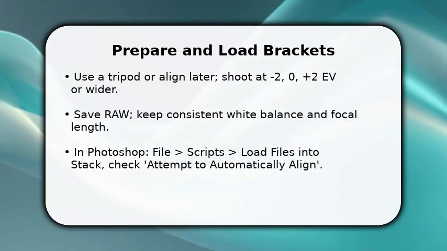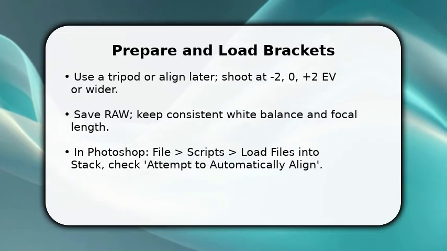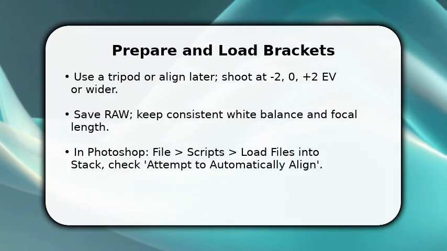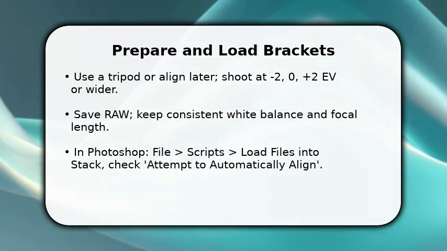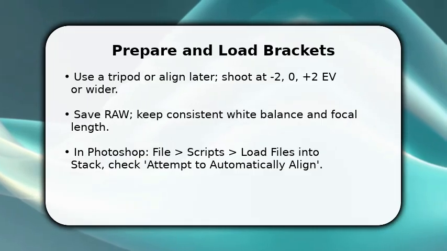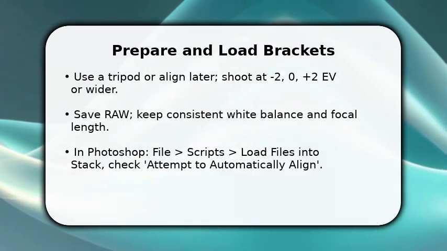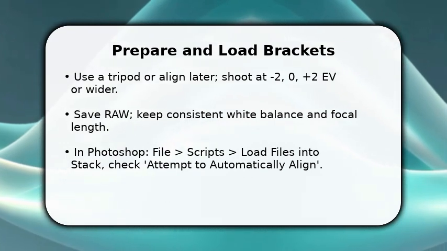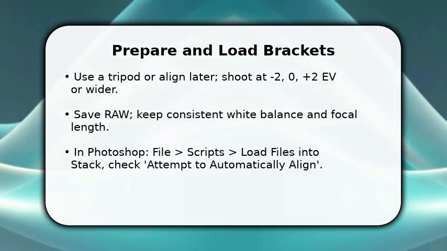Once done, make sure to check Attempt to automatically align source images if handheld, because alignment prevents ghosting. You should also deselect Create Smart Object here only if you prefer manual control. Otherwise, create a smart object for non-destructive edits. This first step sets up clean, aligned layers for HDR merging.